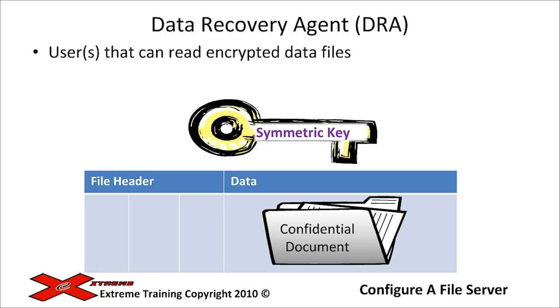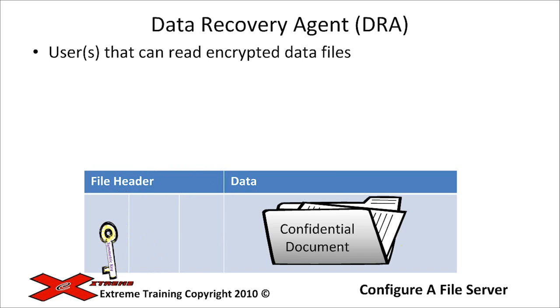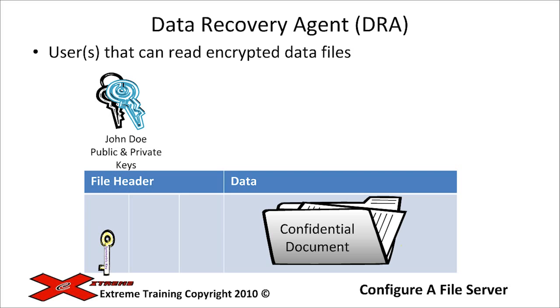You don't want to lose the key, and you want the key to be associated with the file, so Windows stores the symmetric key in a file header. The problem occurs in that you want to safeguard this key. Anyone who gets access to the file can now access the key and decrypt the file. To safeguard the file, you need to also safeguard the key. To do this, EFS uses public keys and private keys.